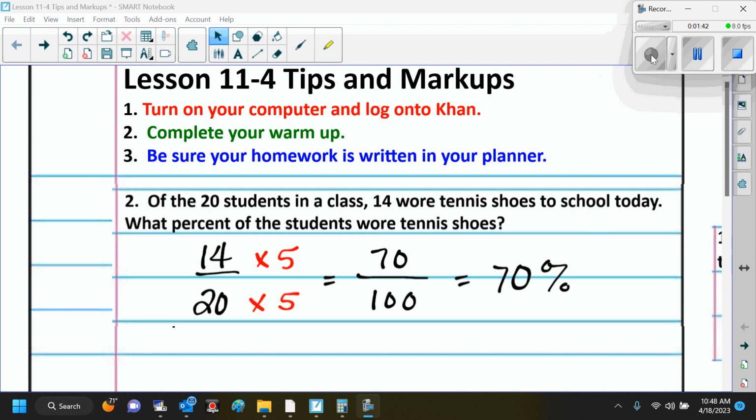So another way that you could have done these is you could have divided numerator by denominator, got the decimal, right? And then you change the decimal to a percent by moving the decimal 2 places to the right. Very good.